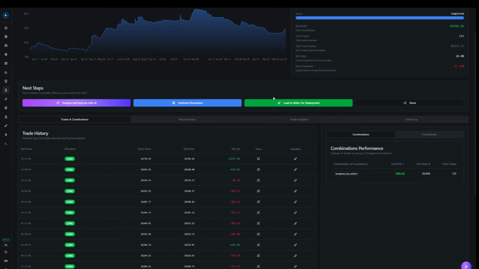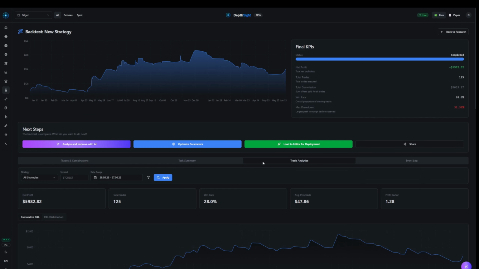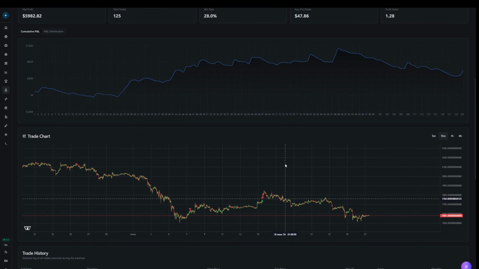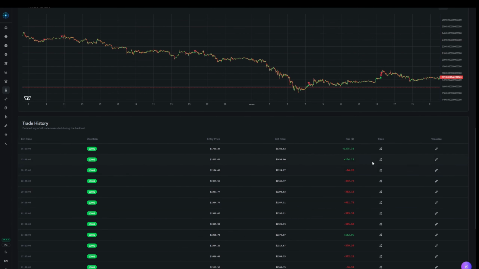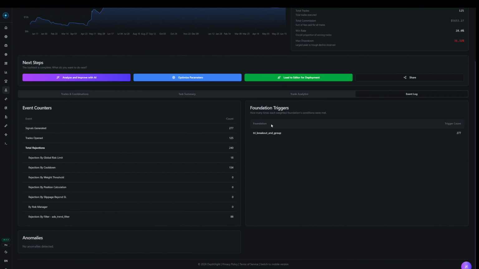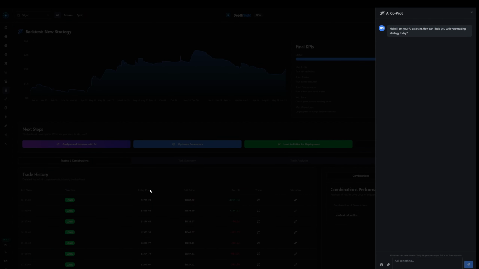For example, instead of using a standard fixed stop loss, you can dynamically place it right behind a massive order book wall detected by a foundation block. Or automatically set your take profit at a significant historical level found by another component. This transforms your strategy from a rigid algorithm into an adaptive system that understands market structure.